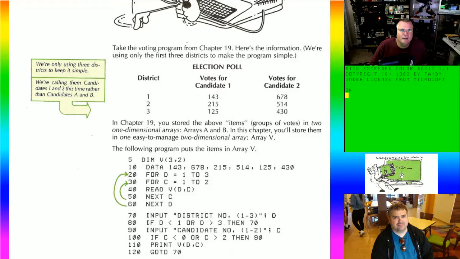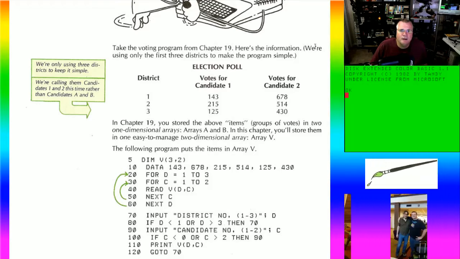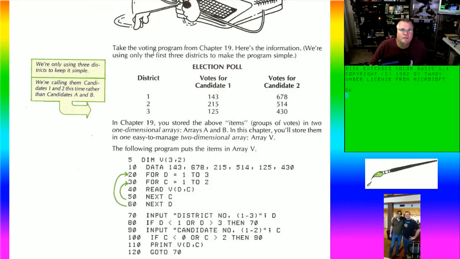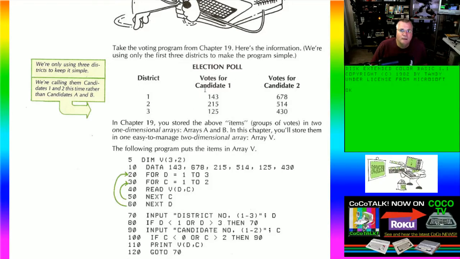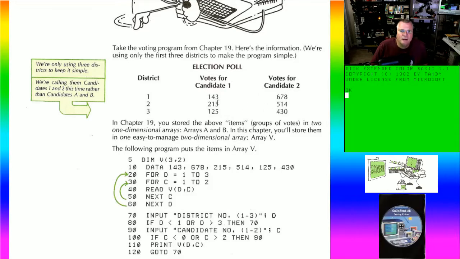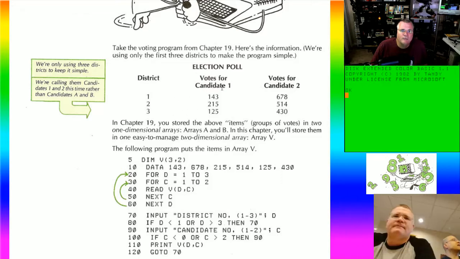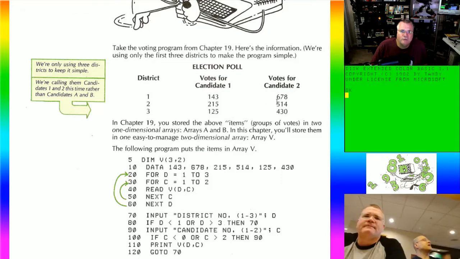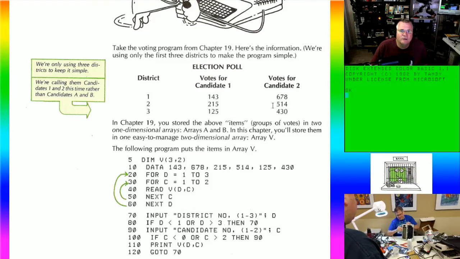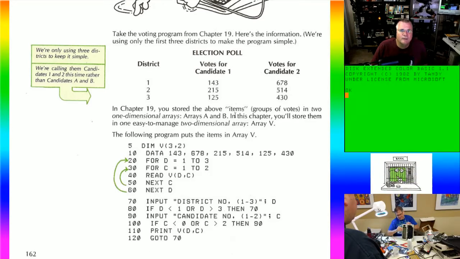So here it says, take that voting program we did in chapter 19. Here's the information. We're only using the first 3 districts to make the program simple. So we've got 3 districts, not going up to District 9. We've got 2 candidates, and each of these candidates received a certain number of votes. And from the look of it here, I don't know who candidate 2 is, but I'm thinking the word landslide applies to candidate 2 with these numbers, but that's neither here nor there.